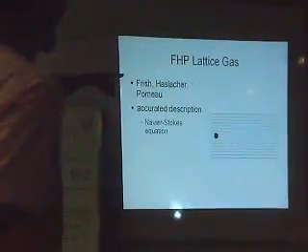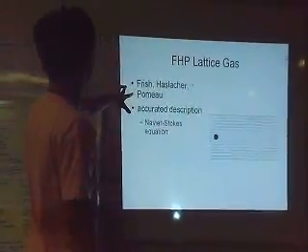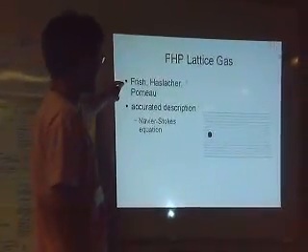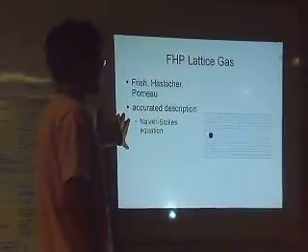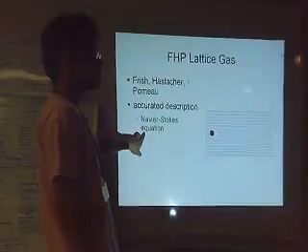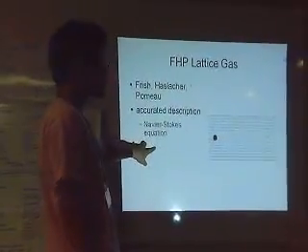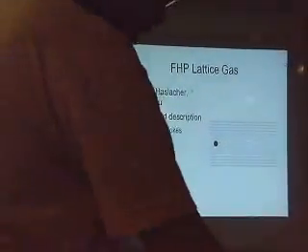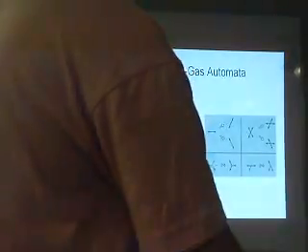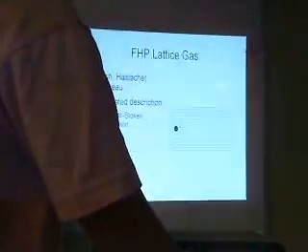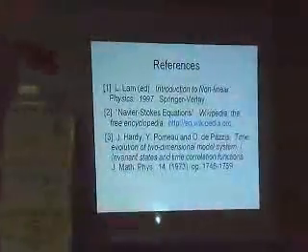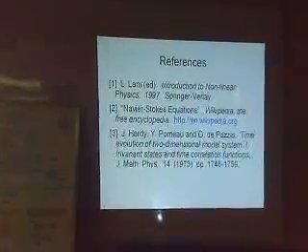Next is the FHP lattice gas. So I will let you read this. This is the model that accurately describes the Navier-Stokes solution. Instead of using a rectangular grid, it uses a hexagonal grid. So this one is the hexagonal grid, and these are the rectangular grids.